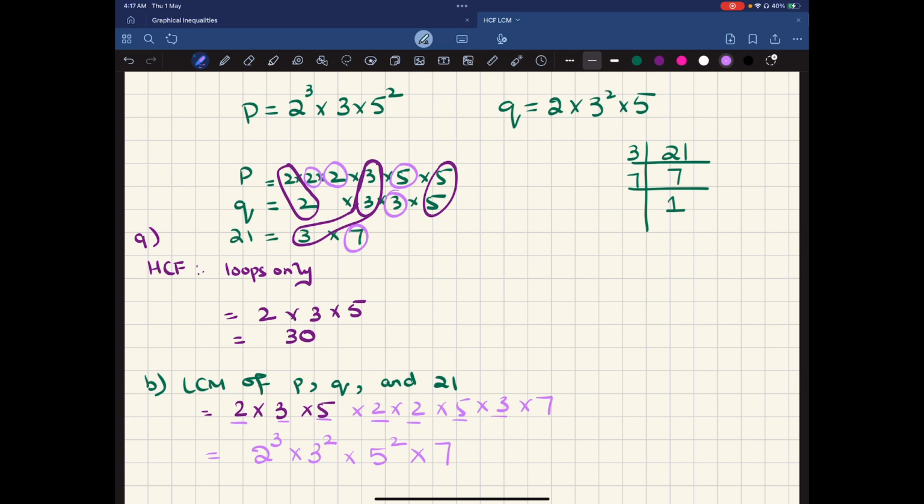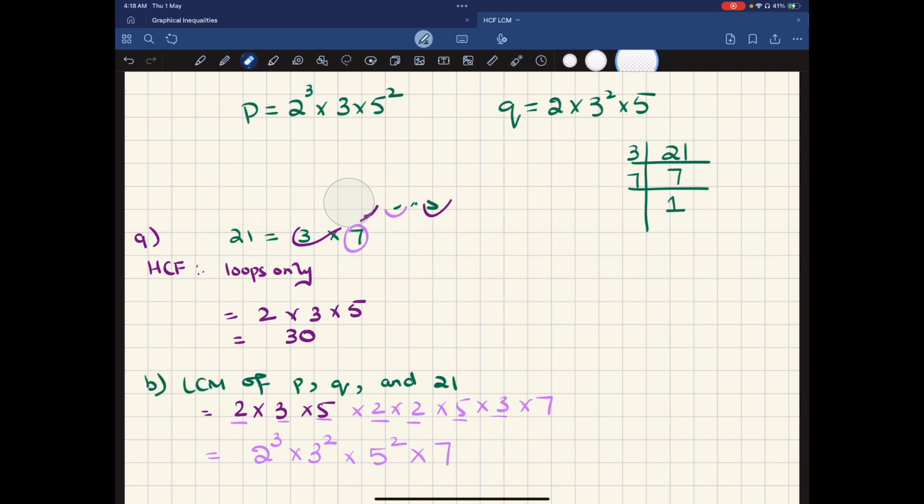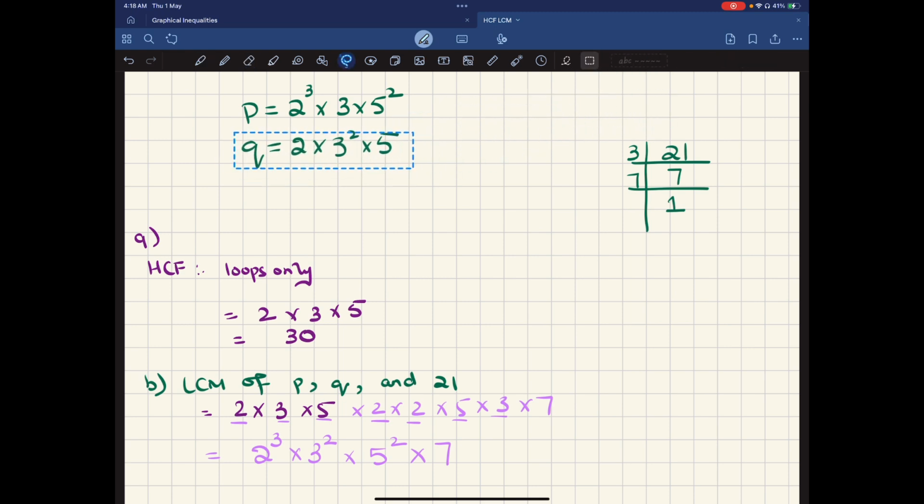Okay. Another way to go about solving this question that I want you to understand very clearly is this. P and Q are already written in power form. Okay, so I'm going to erase this for a moment. Okay, so this is P, this is Q, and 21 is 3 into 7.